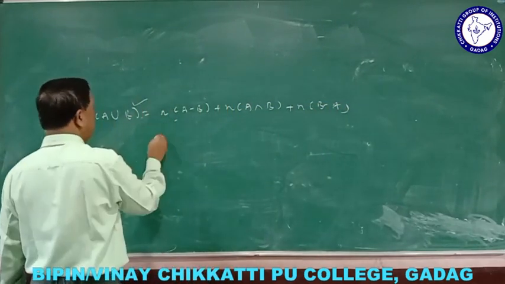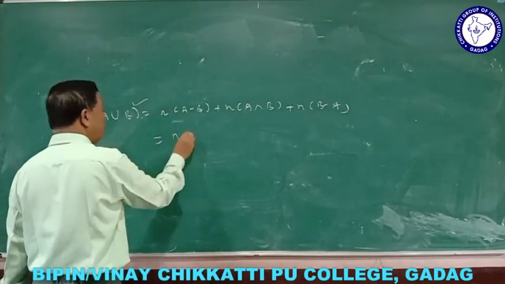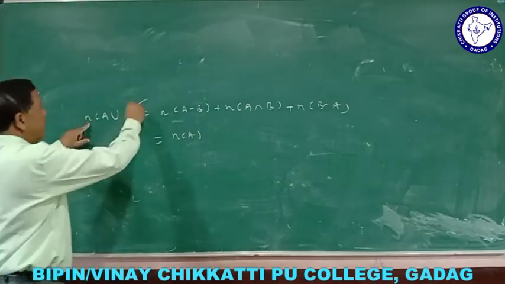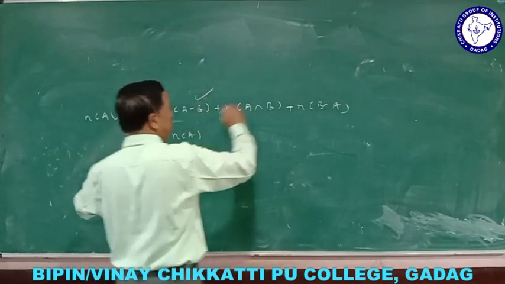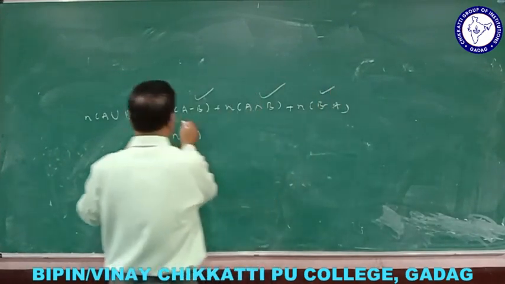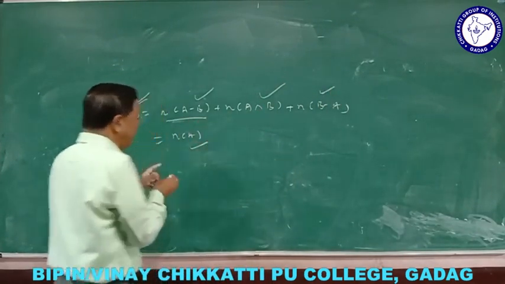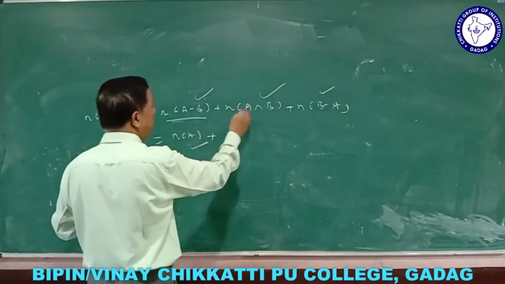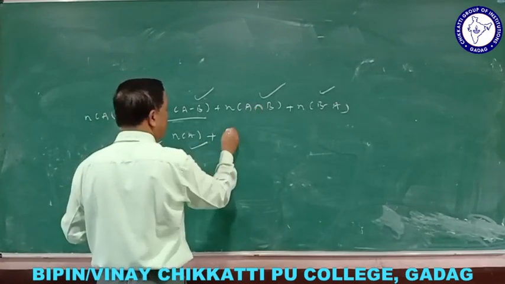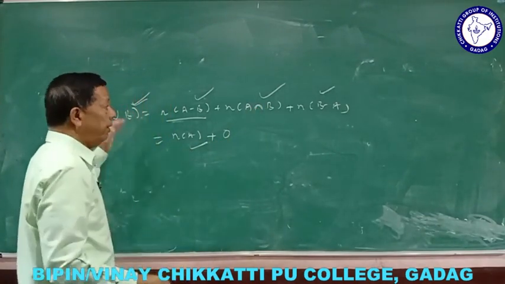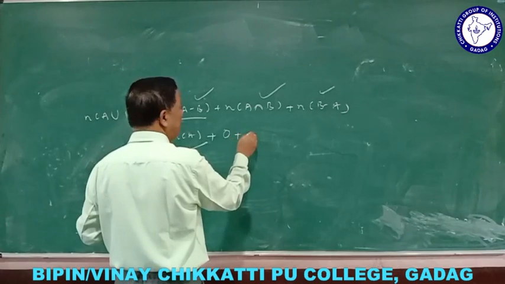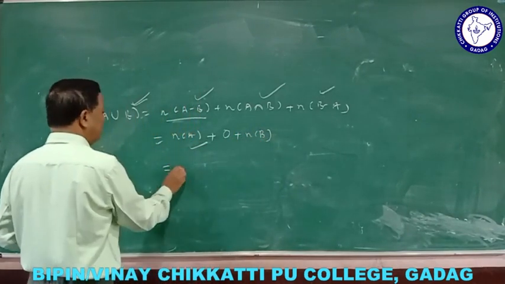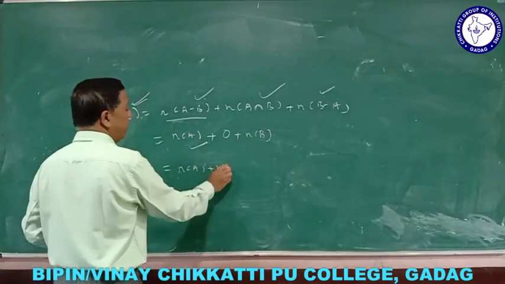But n of A minus B is nothing but only those elements of A that we take. We are not taking B. So this formula you have already seen. n of A union B is n of A minus B plus n of A intersection B plus n of B minus A. n of A minus B is only the elements which are in A but not in B. And this n of A intersection B is 0. That condition is given. And the second one, n of B minus A, is nothing but n of B. So the result is n of A plus n of B.